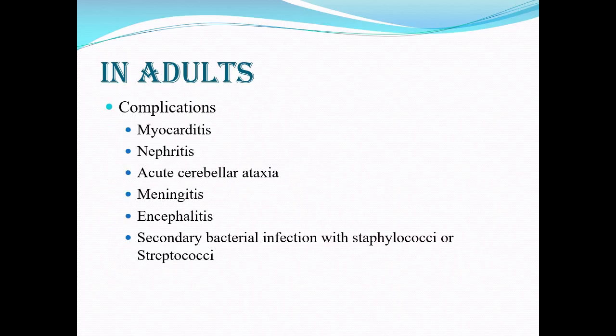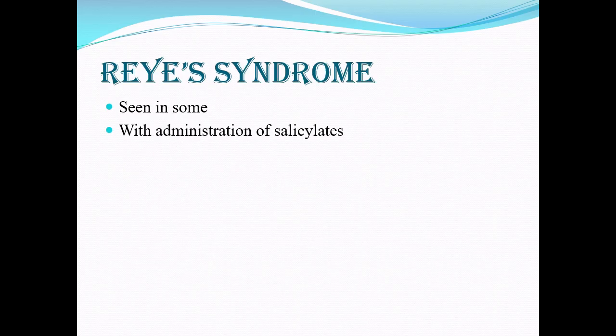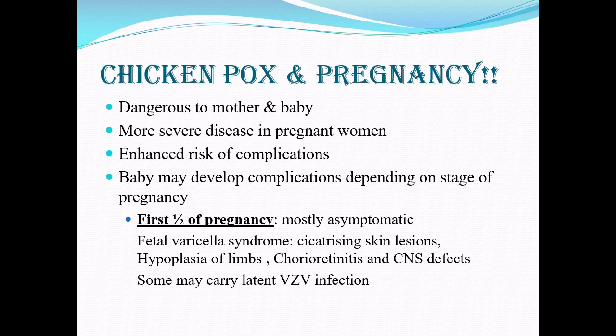The complications of the disease: the patients can develop myocarditis, nephritis, acute cerebral ataxia, meningitis, or encephalitis. These lesions can become secondarily infected with bacteria like Staphylococcus and Streptococcus. Reye's syndrome is a particular disease seen when patients are already taking salicylates, and not in everybody.